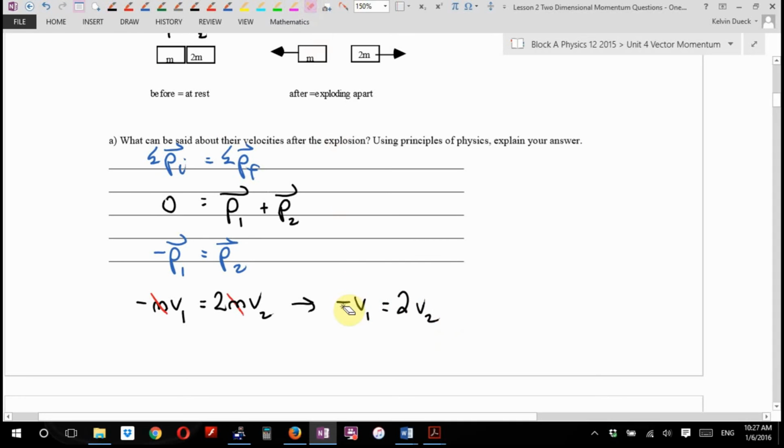First of all, the negative tells me that these two cans are flying in opposite directions. And the first can, the lighter can, is flying twice as fast as the second can, which is what Leonard said. But there's a lovely algebraic proof with no English.